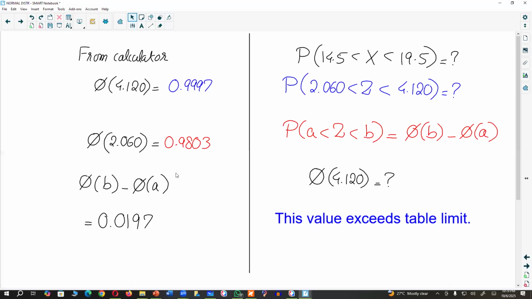Actually, it's a book case. Normally in an exam, they will not give you any number which will exceed the table given. So we use a calculator. Here we got 0.9997. So we make it for the value 5b minus 5a. It is 0.0197.